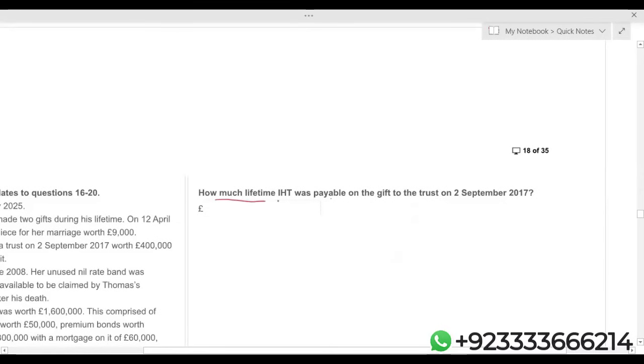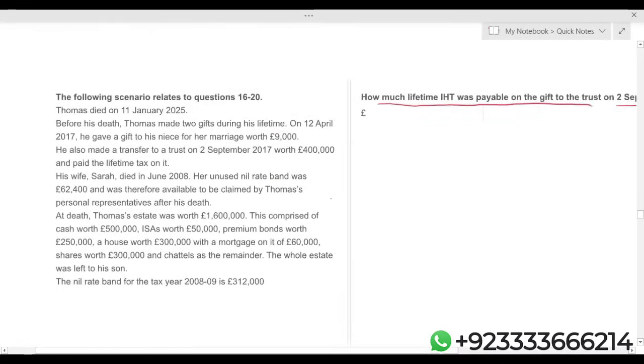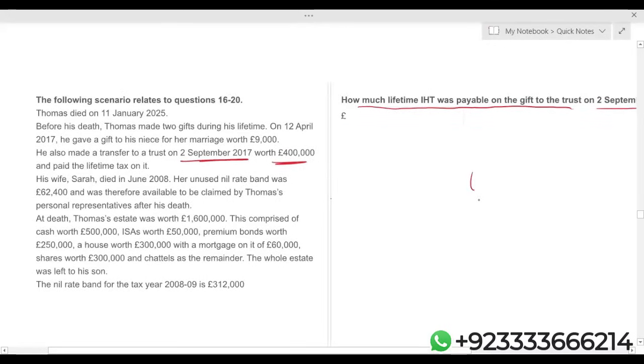How much lifetime IHT was payable on the gift to trust on 2nd September 17? On 2nd September 17, he also made a transfer to a trust, 4 lakh. Of course, the annual exemption is already utilized and there's no other gift. So 4 lakh, simply minus the nil rate band 3,25,000. Taxable amount is 75.